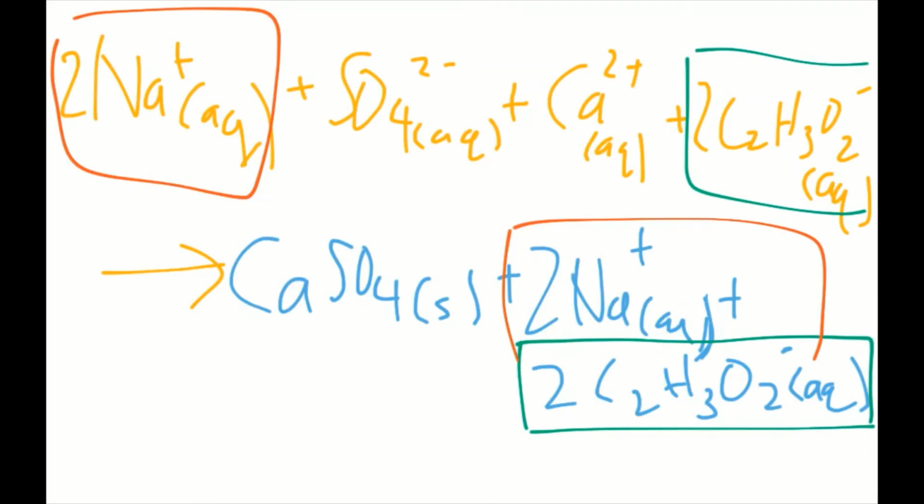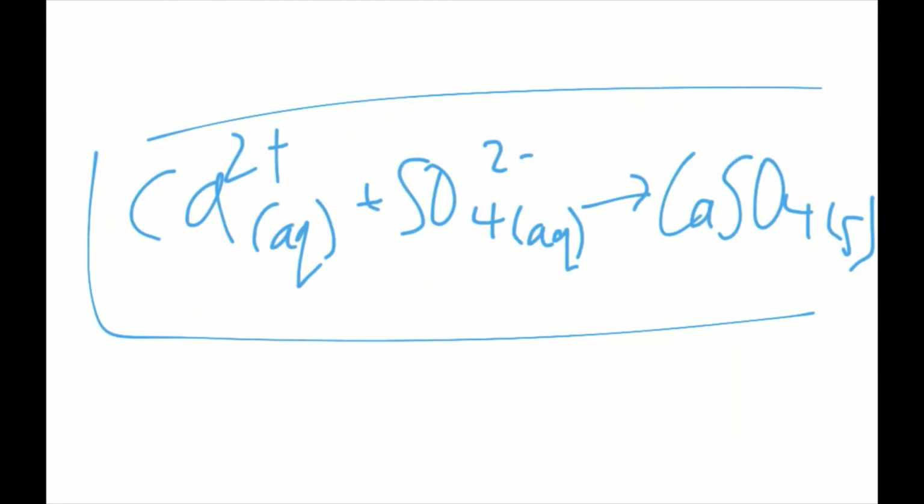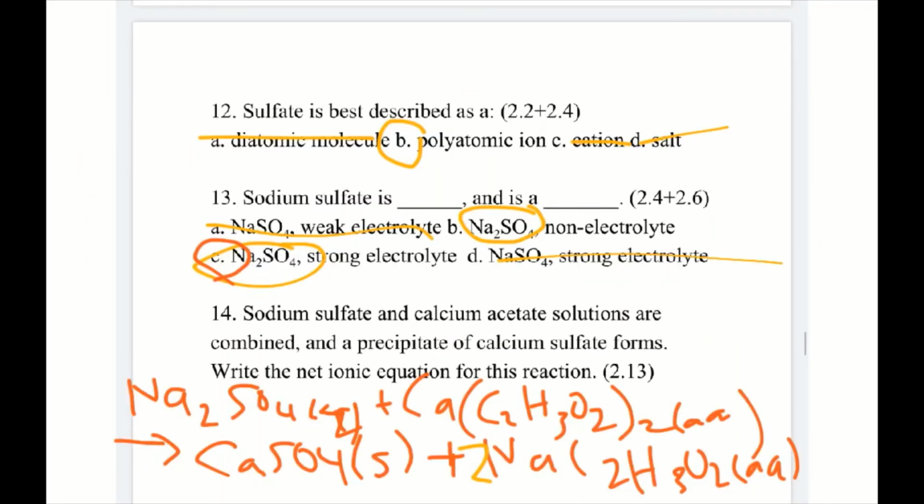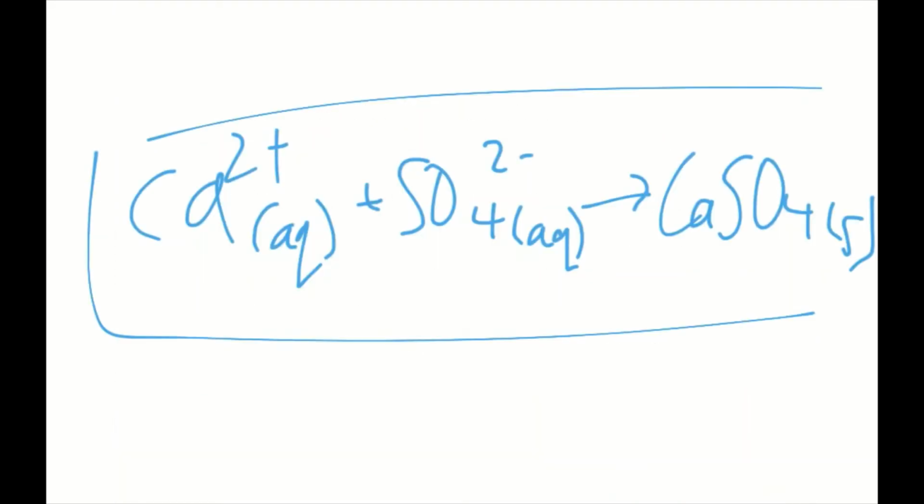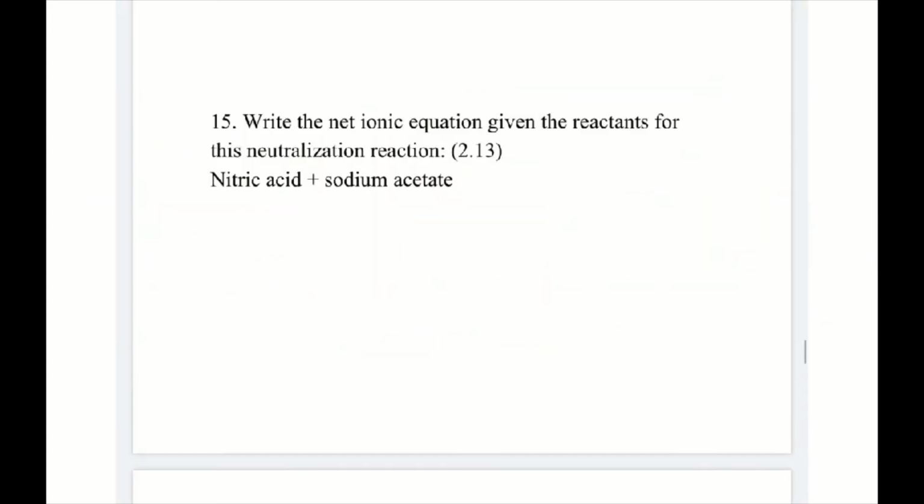So we see on both sides, the sodiums and the acetates are repeated, which means that they don't react. So they are spectator ions, and I will remove them. So this is the net ionic equation, and note that the net ionic equation for double displacement reactions is the formation of the precipitate. So now let's do number 15.